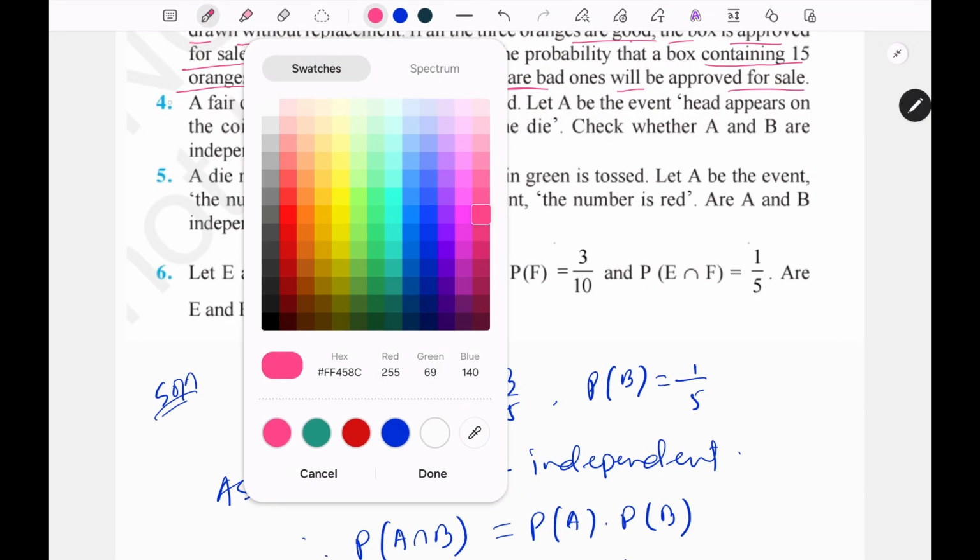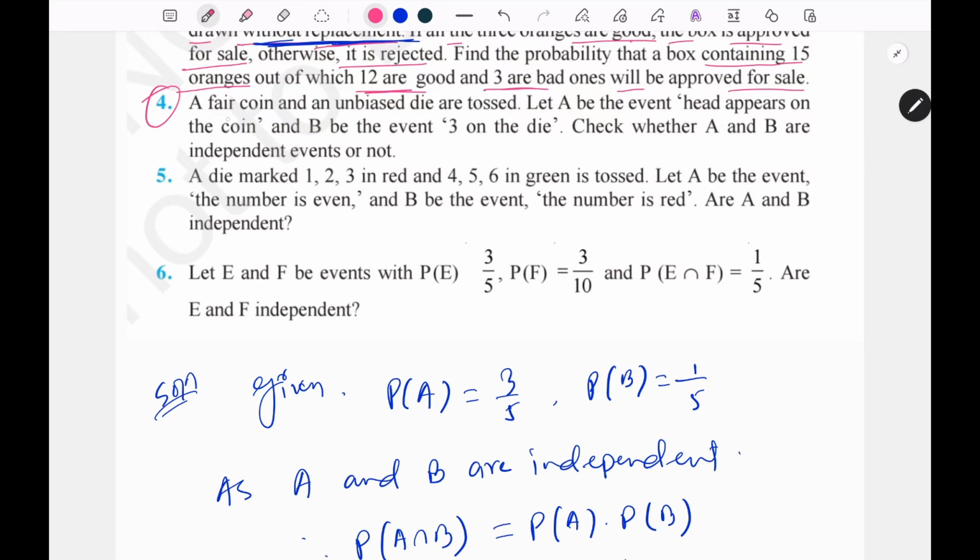Now let's see what is given in question number 4. A fair coin and an unbiased die are tossed. Let A be the event that head appears on the coin and B the event that 3 appears on the die. Check whether A and B are independent or not. First, let's write the sample space.